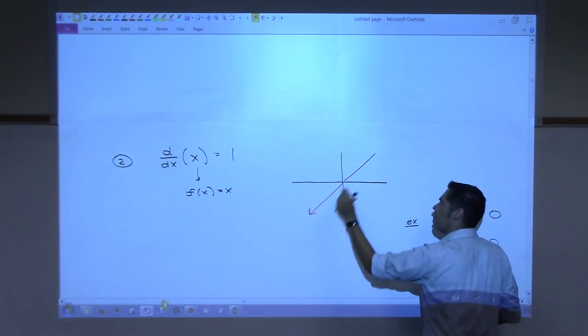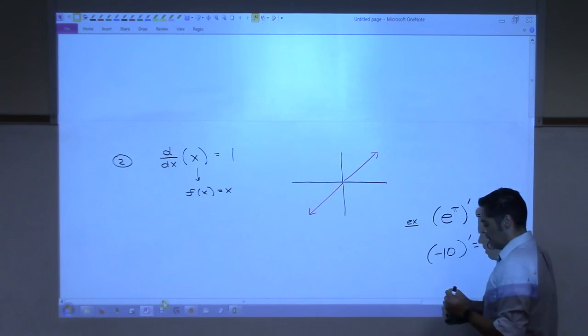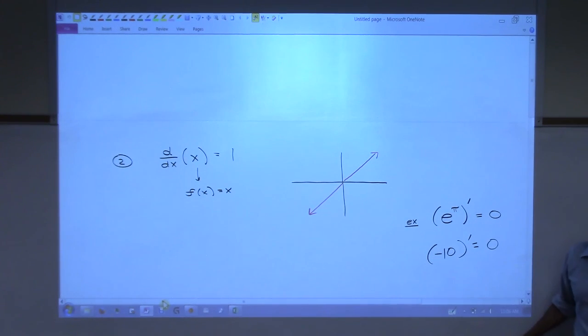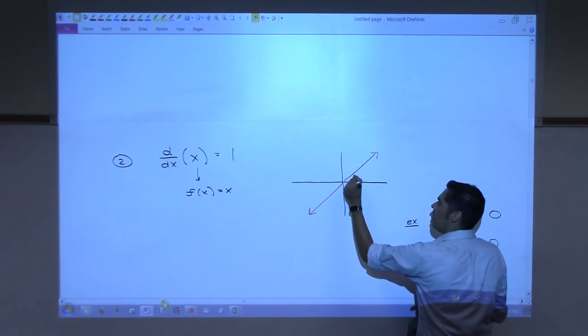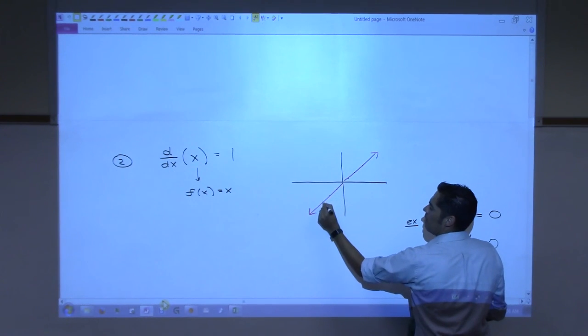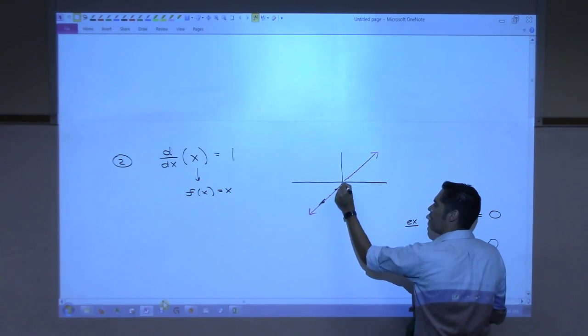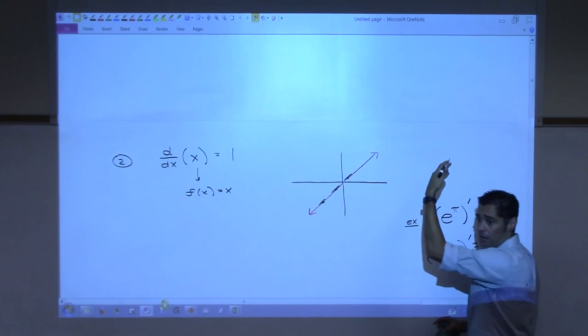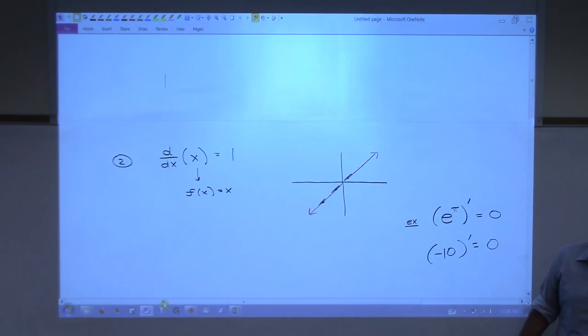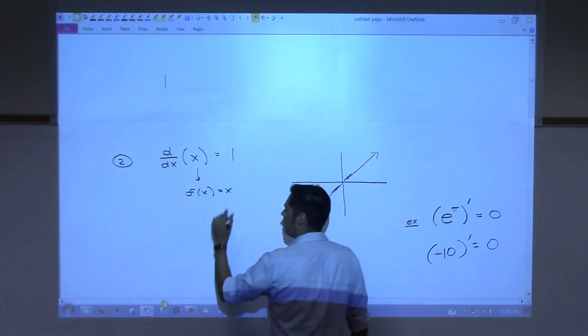And that's what it looks like. And the slope of that line is 1, isn't it? And because the slope of that line is 1, if you go to any point on this curve, anywhere, and talk about the slope of the tangent line, it's going to be parallel to the line itself, so it should also be 1. So the derivative is 1.